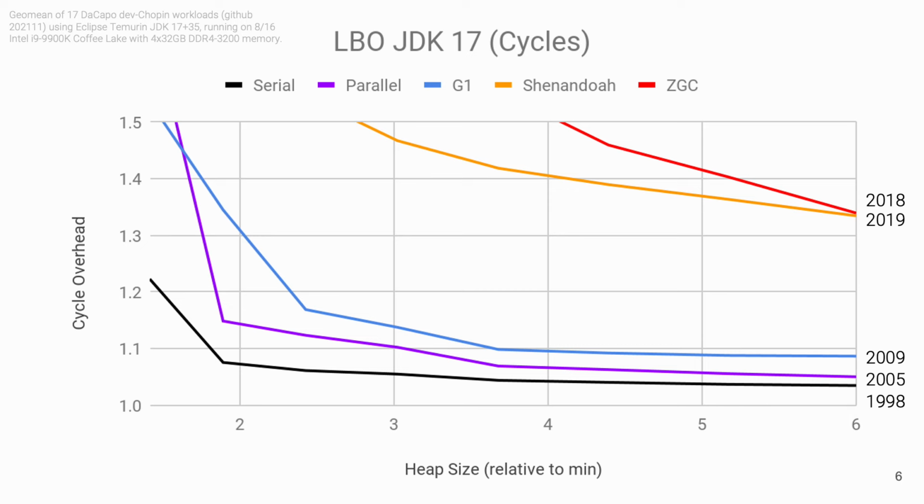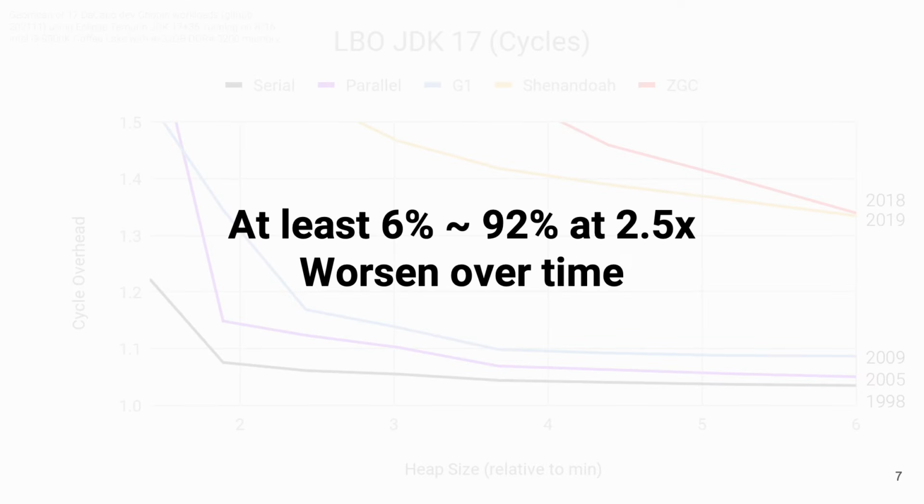If we look at the year each of these collectors was introduced into OpenJDK, it is alarming. We are going backwards. The newer the collector, the higher the overhead. At 2.5 times the minimum memory required, which is a modest provision of memory, depending on which collector you use, you're paying 6% to 92% actual CPU cycles just to run GC. The newer collectors are more costly than the older ones. What's worse, the methodology used to measure the cost actually gives an underestimate, so the real cost can be even higher. I will come back later to how this methodology works.